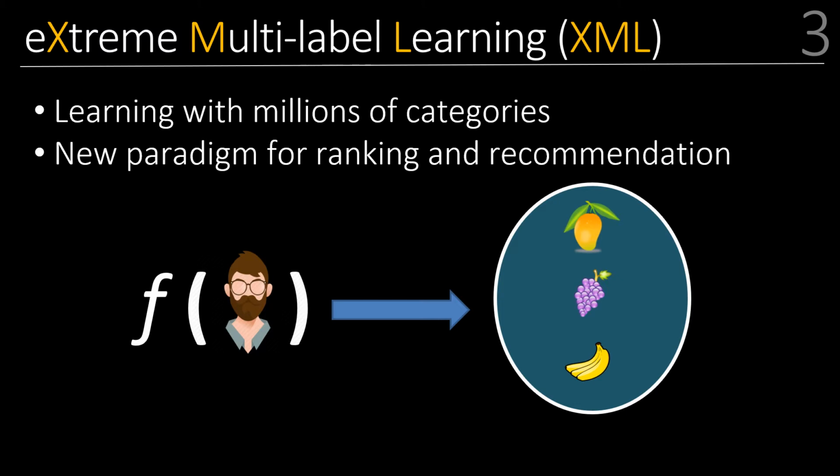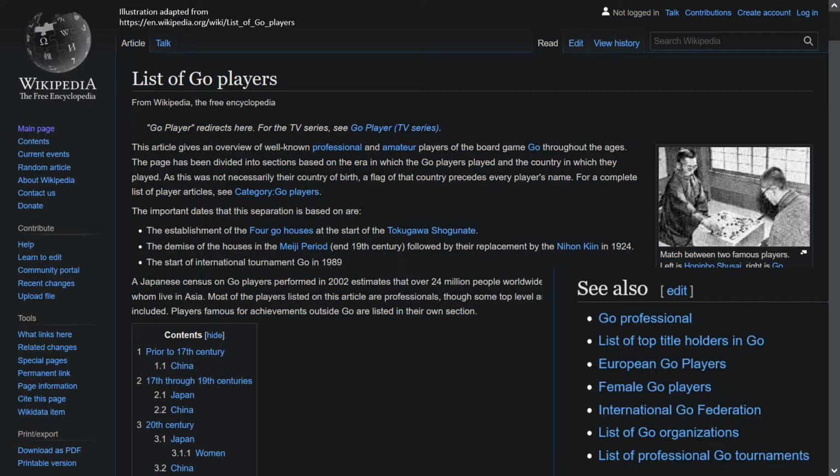Well, let's take a look at some real-world applications. Anil likes playing the game of Go and visits the Wikipedia page for the list of Go players. Can we recommend other Wikipedia web pages that Anil might be interested in? This problem can be reformulated as an extreme classification problem by treating each web page as a separate label.